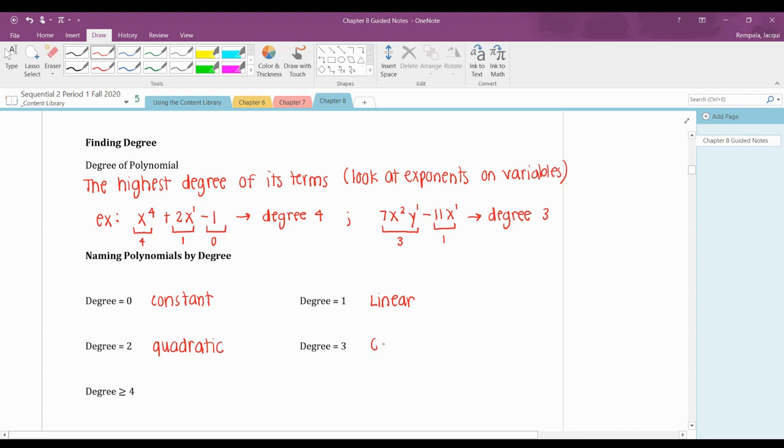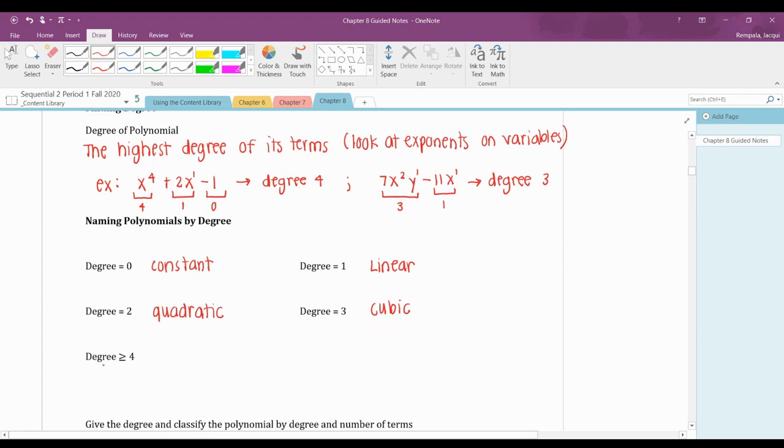Degree 3, we call a cubic. And then it says degree greater than or equal to 4. So essentially, if I have degree 4 or anything bigger, then I'm just going to say degree 4, degree 5, and so on and so forth. So if it's 4 or bigger, then I'll just use the number. But if I see a 0, 1, 2, or 3, then we're going to name it with a vocab word. So technically, my example up here, where it was degree 3, I would really call this a cubic.